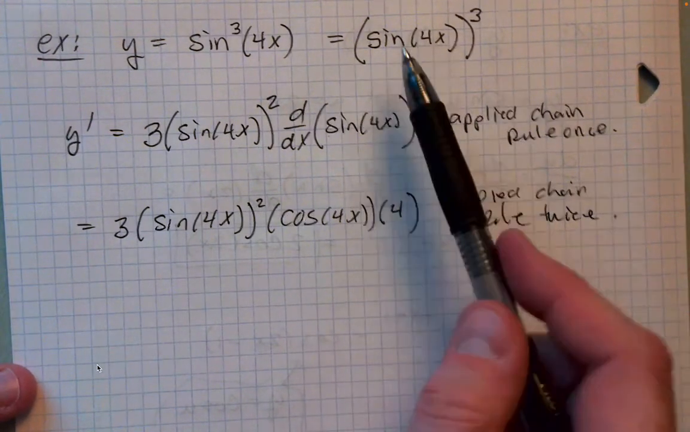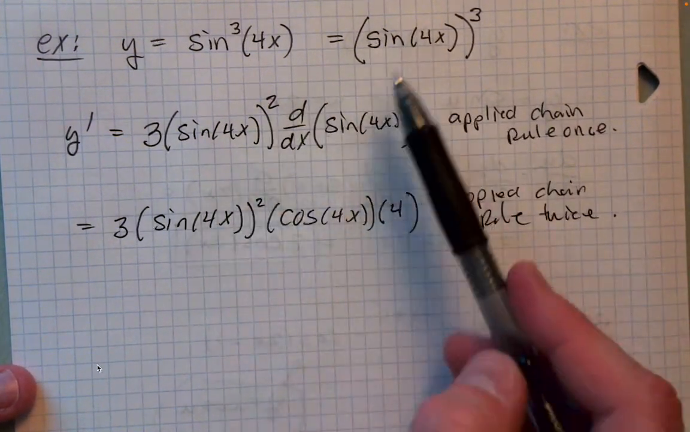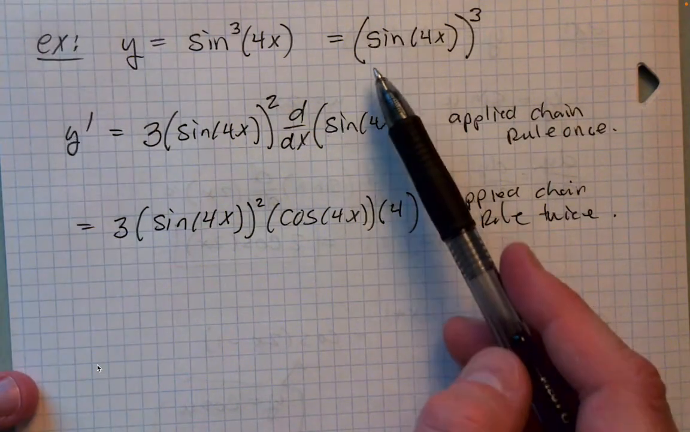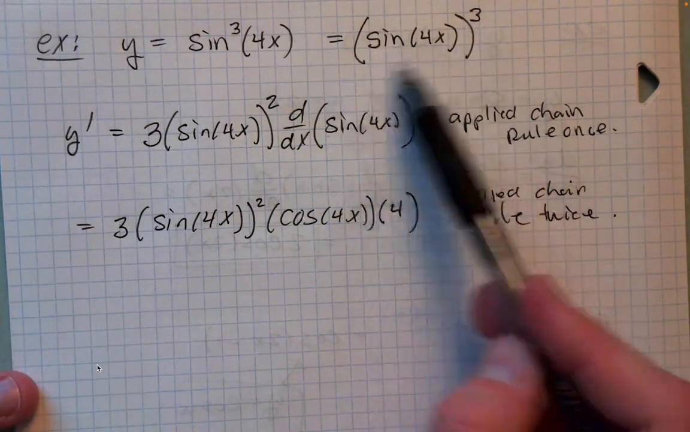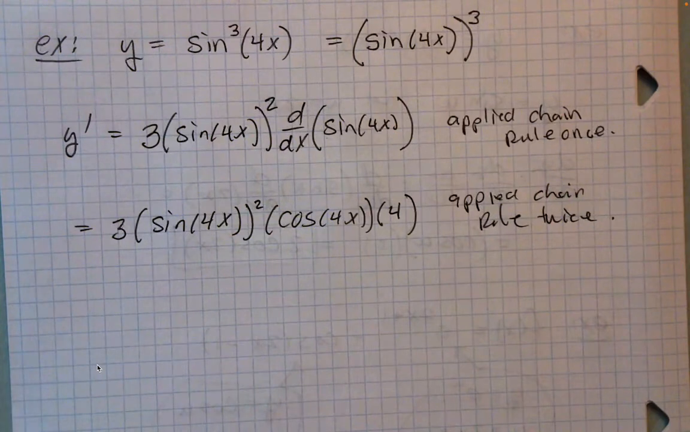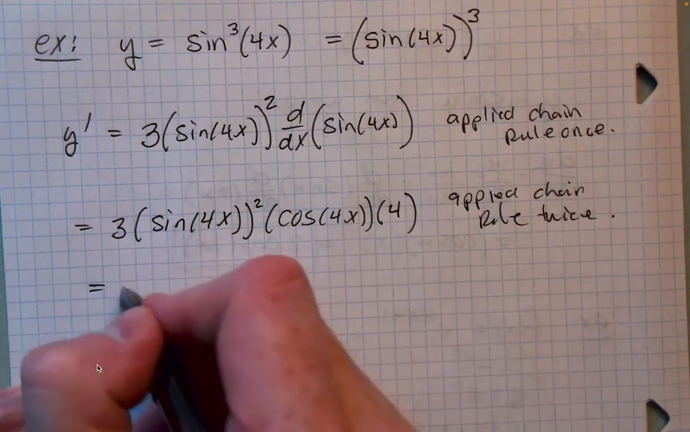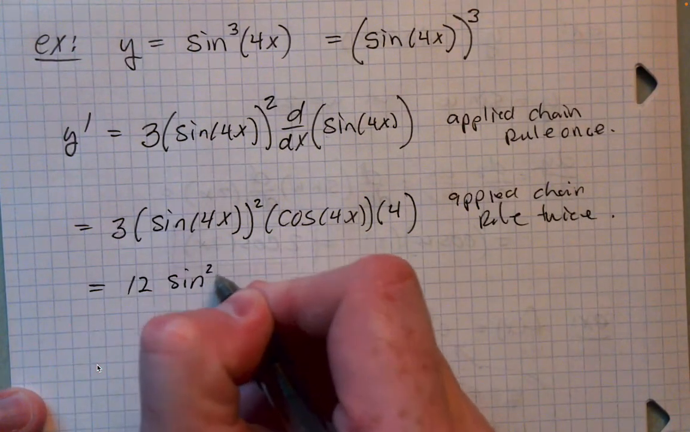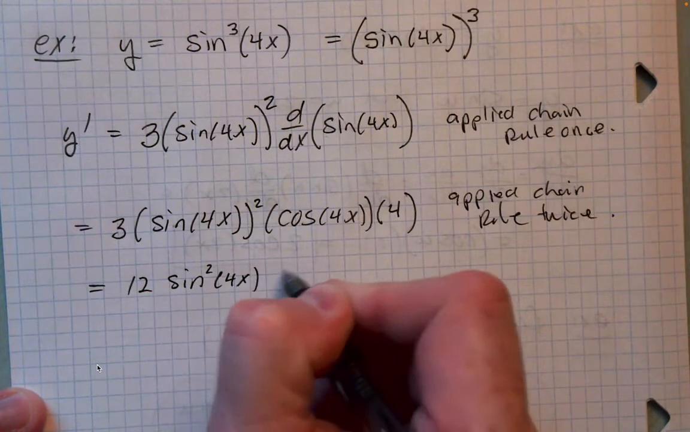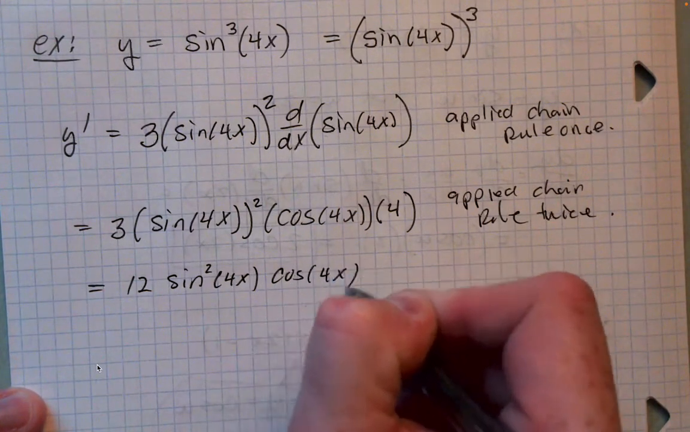The reason I would do this is just to help people see that if you can see the inside-outside relationship clearly, then you don't have to mess about with explicitly writing out y equals something u and then u equals something. If you can just see the structure, you can just go for it. So this would be 12 sine squared of 4x times cos of 4x. Right, so that would be the ultimate answer.